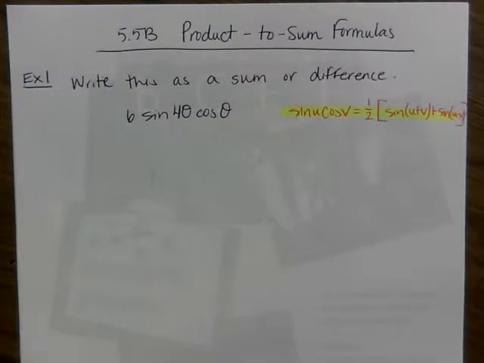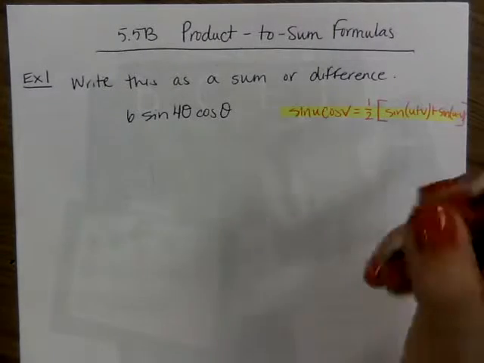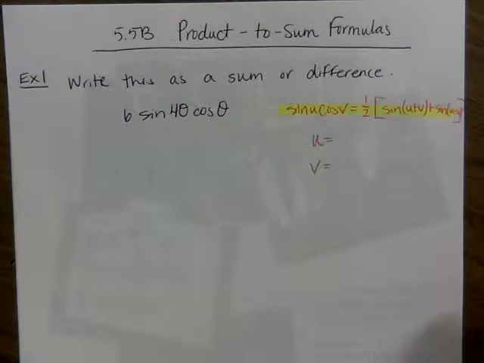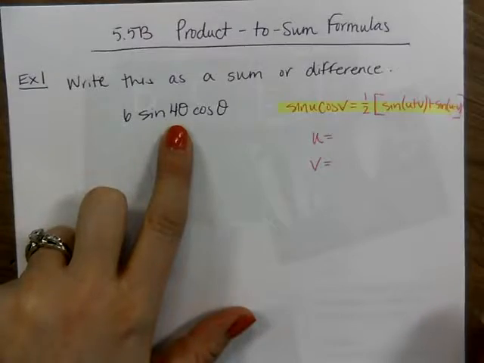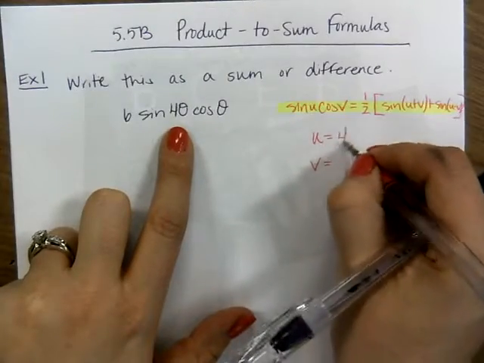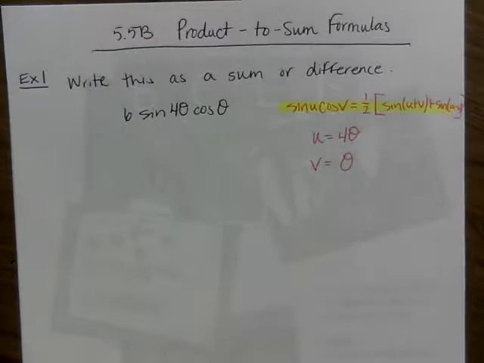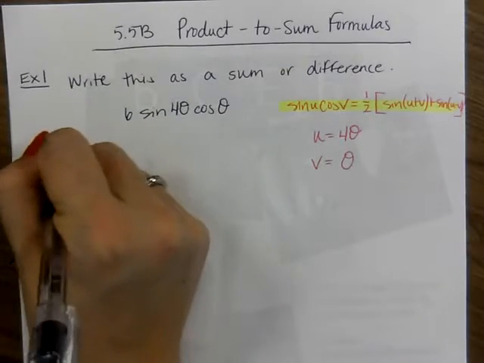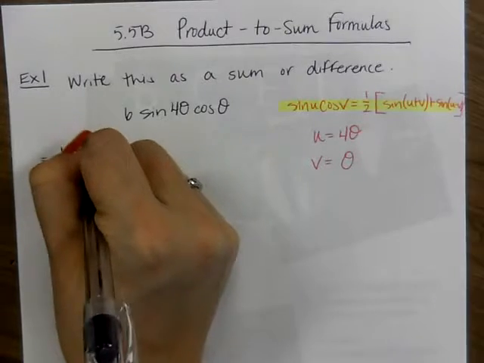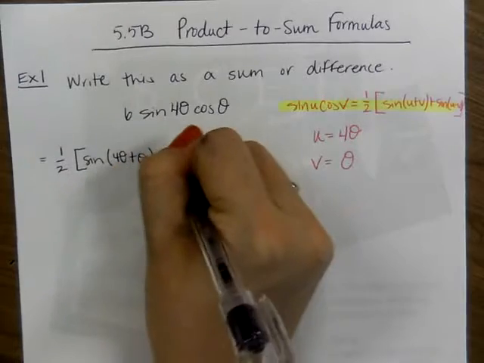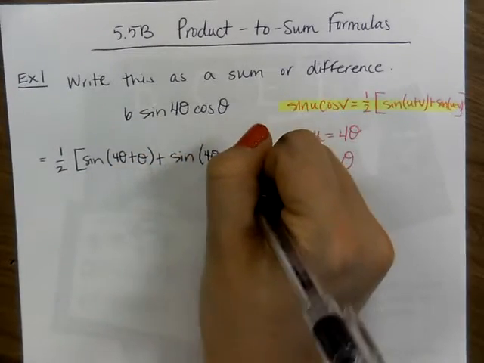Now, the next thing you have to do is identify what u and v are. So what is u? 4 theta, right? It goes along with our formula, sine of u. So u is 4 theta, and v is just theta. Once you have those pieces identified, you just plug it in. So we're going to get 1/2 times the sine of 4 theta plus theta plus the sine of 4 theta minus theta.